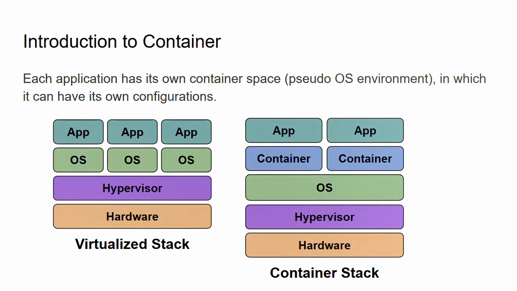So here is a more intuitive, straightforward explanation. To the left is the virtualized stack we talked about, right? You have the hardware, you have a hypervisor. Then for each virtual machine, there's an OS and application, OS and application. Each of these stacks is one virtual machine. Here, the hypervisor layer provides you with the isolation between OS and hardware. Now, for a container stack, there's one more layer, which is the container layer on top of the operating system.